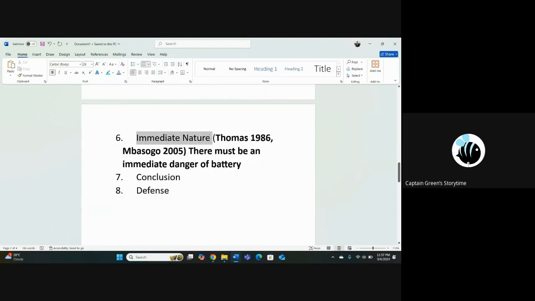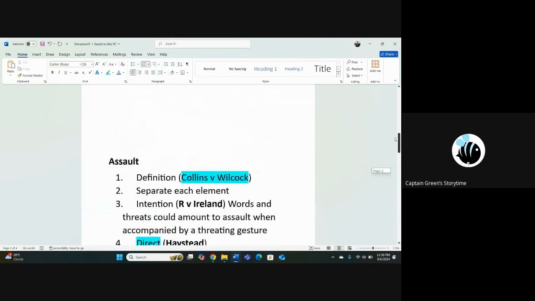Then again, as I stated in false imprisonment, the most important element is the total loss of freedom. Here in assault, the most important element is the immediate nature, and the whole problem lies in this element. If the danger is not of immediate nature, then there is no assault. For example, I gave the example of a person hitting a moving train with a stone. Would the passenger on the train realize that there is immediate danger of battery or not? No, because a stone cannot reach a moving train, there is no immediate danger of battery. Thus, this element is not satisfied and there is no assault.